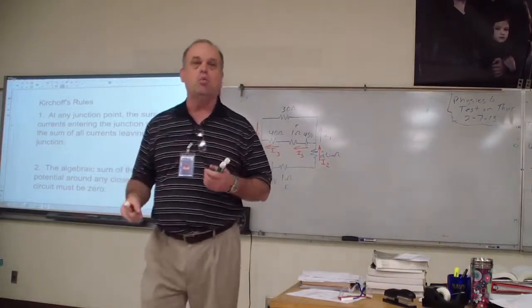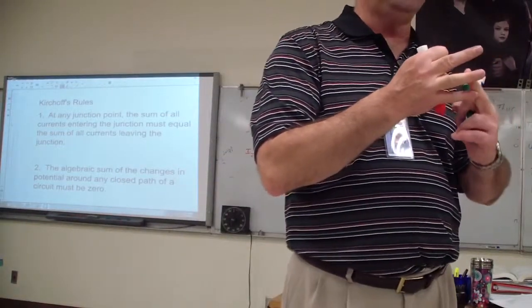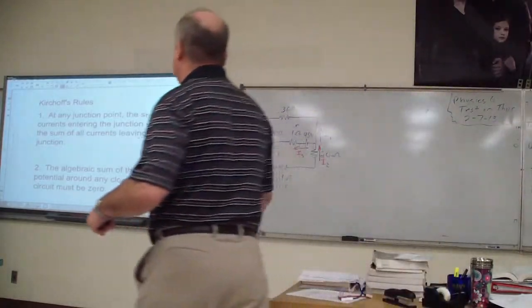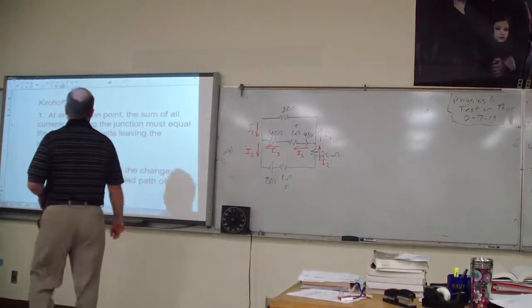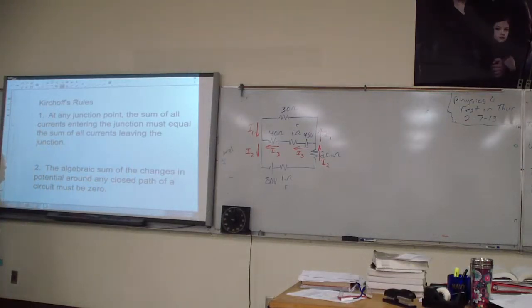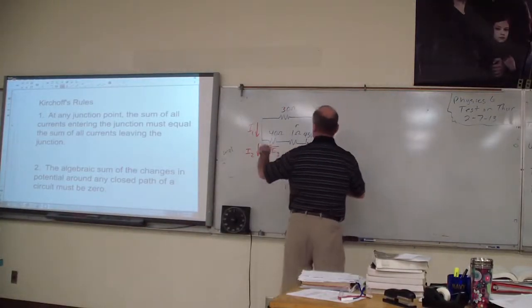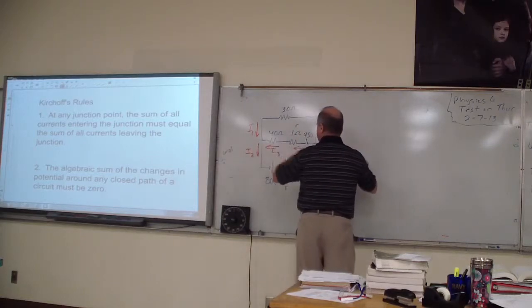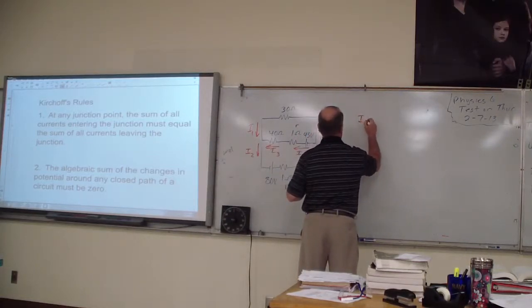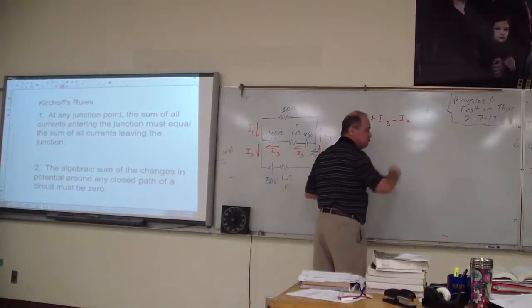Now let's do the first rule. We're starting with current 1, current 2, current 3. We're going to do this through Kirchhoff's rules, okay? The first one says, at any junction point, the sum of all currents entering the junction equals the sum of all currents leaving the junction, which is what we said, right? I'm going to do this one right here. You'll have the same equation for this and this, but it doesn't matter. So I1 plus I3 equals I2.